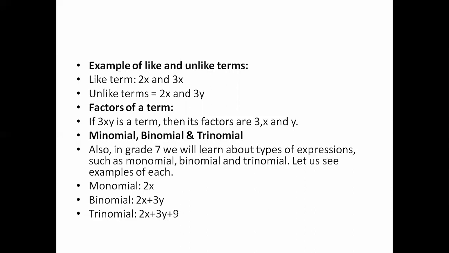Now, let us review monomial, binomial and trinomial. In class 7, you have understood about monomial, binomial and trinomial. Now, let us see the examples of these. Monomials are like 2x, and if I add 3y to it, then it will become a binomial. And if I add 9 to it, it will become a trinomial.